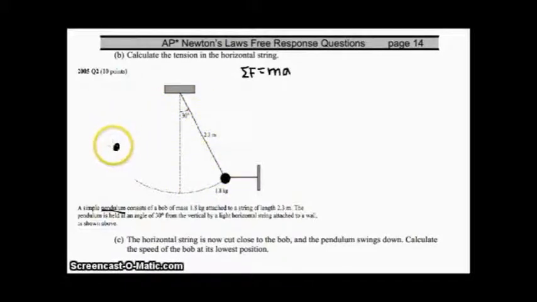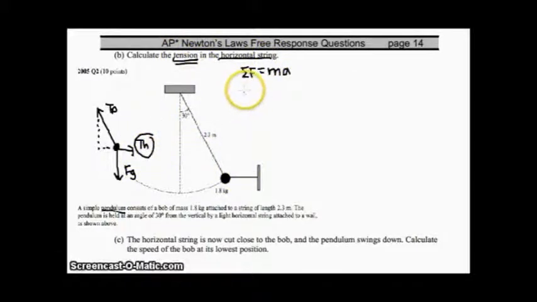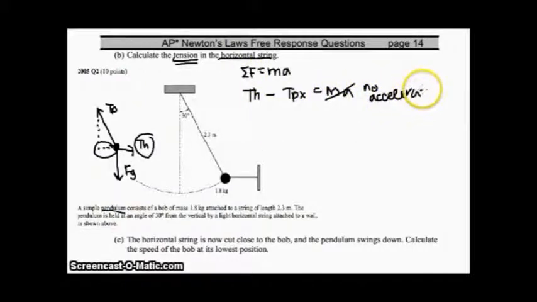And what's tricky about this problem is that there are tensions going at different angles. So in order to find the tension of the horizontal, we also have to take into account the tension of the pendulum, but only the x component of it. So I'm going to write out tension of the horizontal, since it's in the positive direction, minus the tension of Px. And so that equals mass times acceleration, but there's no acceleration currently going on. And so if we write out this equation, we get TH equals TPX.